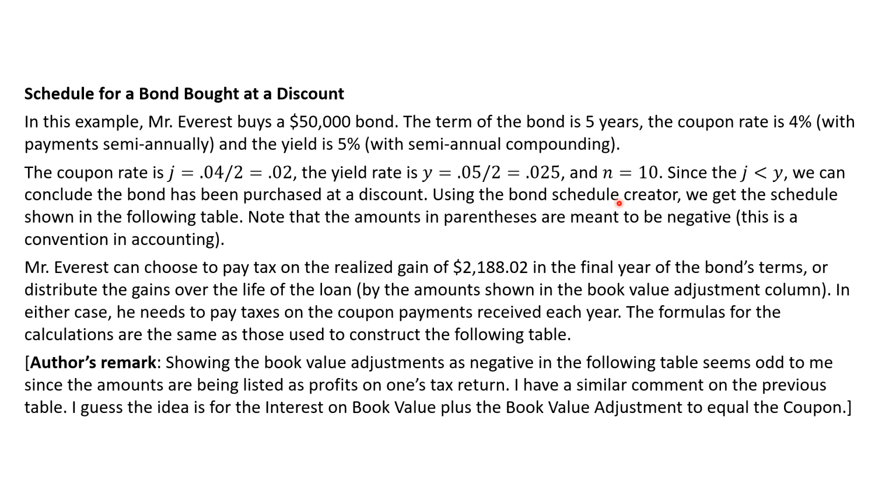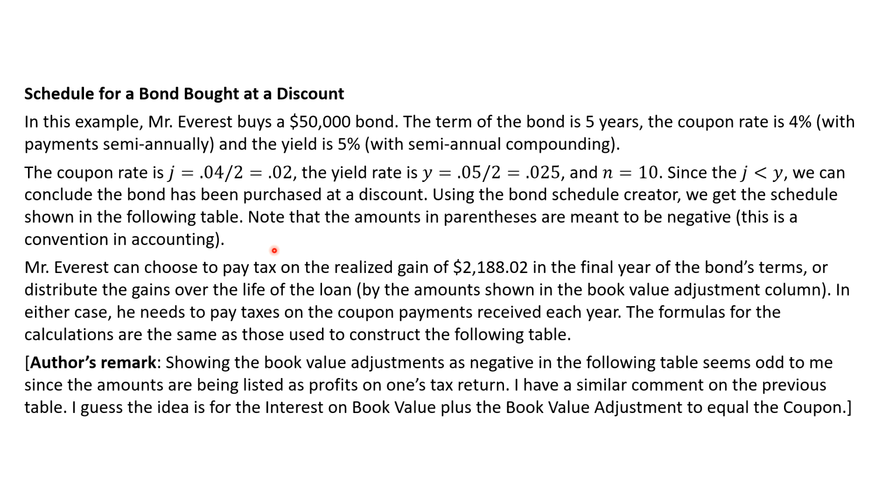In fact, the table on the next slide is generated by the same bond schedule creator that I showed you and used in the previous example. The difference here is we're going to have negative adjustments rather than positive adjustments because of this being purchased at a discount. And in terms of tax purposes, and again, I'm not a tax expert, and this would vary based on where Mr. Everett is located as to whether he could actually do this, but potentially there's two options.